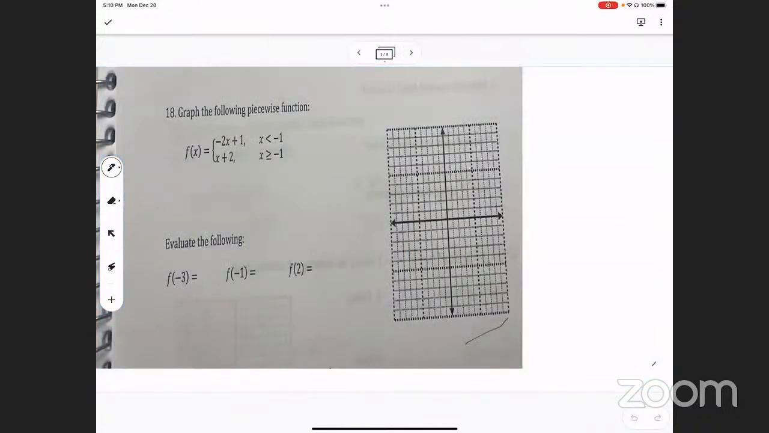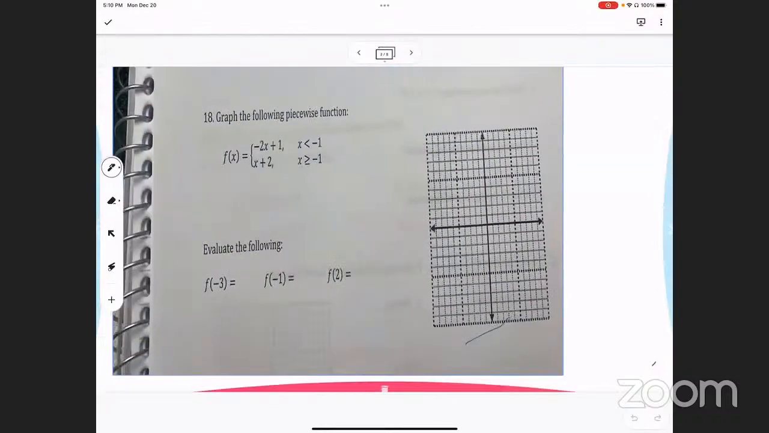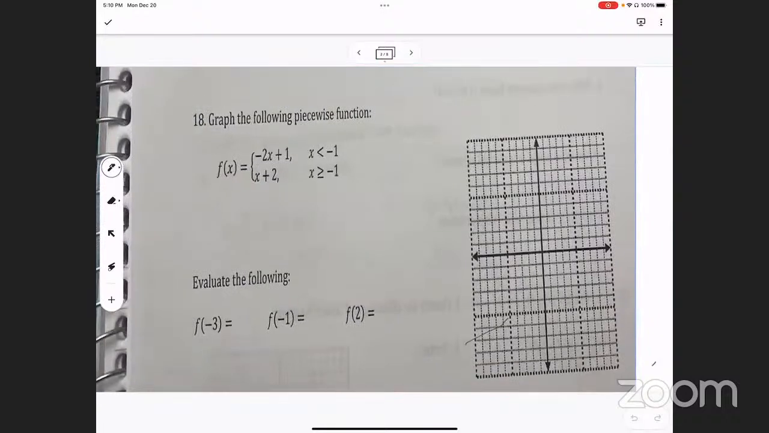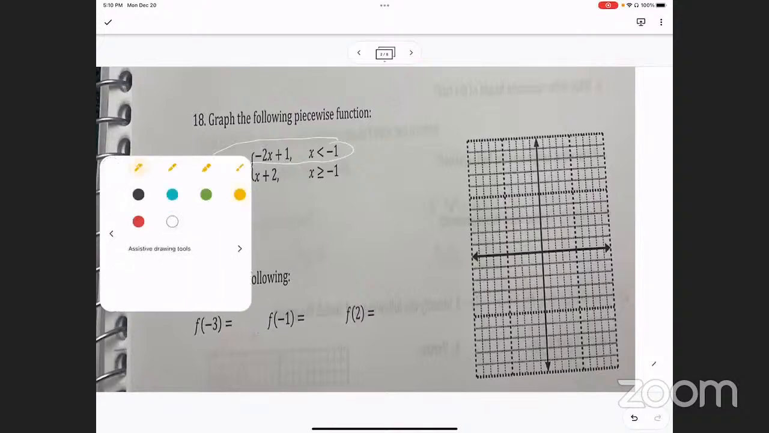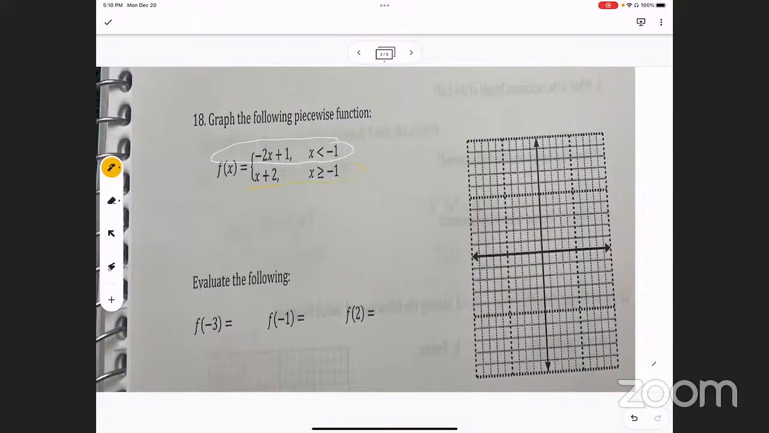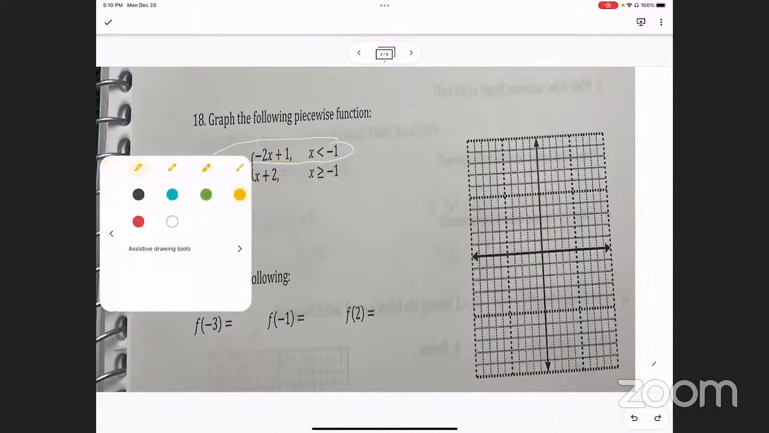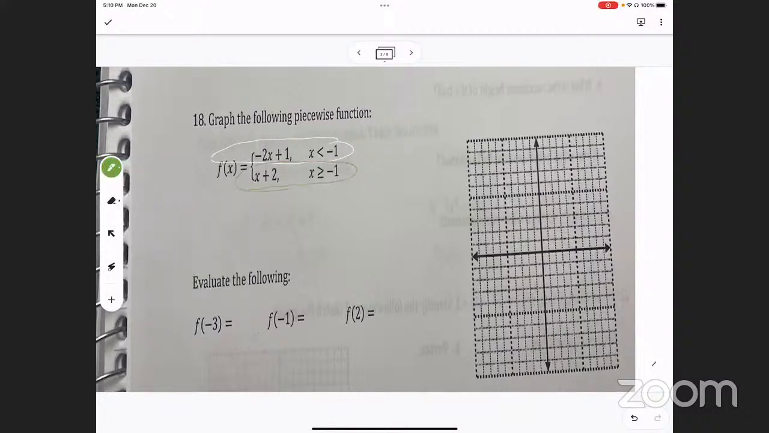All right, the next question, you said graph the piecewise function. So when you have a piecewise function, and it wants you to evaluate these different things, we're going to look at different pieces. So this piece I'm going to make white, okay? And the second piece I'll make yellow, or maybe not yellow. Yellow is kind of hard to see. Green. Let's try green. Can you see that okay?